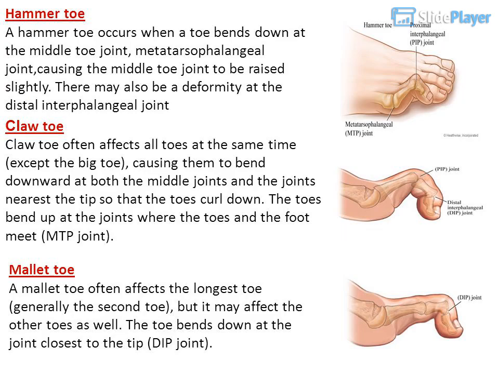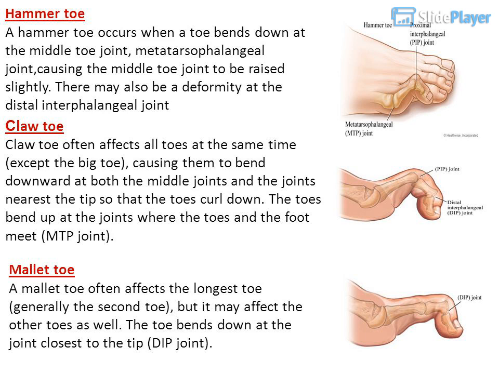Hammer toe. A hammer toe occurs when a toe bends down at the middle toe joint, the proximal interphalangeal joint, causing the middle toe joint to be raised slightly. There may also be a deformity at the distal interphalangeal joint. Claw toe often affects all toes at the same time, except the big toe, causing them to bend downward at both the middle joints and the joints nearest the tips so that the toes curl down. The toes bend up at the joints where the toes and the foot meet, the MTP joint.